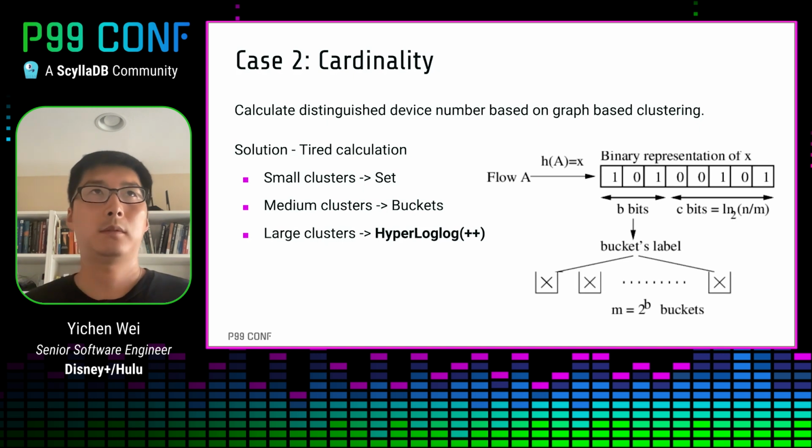So we have this multi-tier calculation data structure. For some small clusters, we are using a set as it is very simple to do. And for some medium clusters, we are using a bucket-based method to store and calculate the result. And the most interesting part is that for the large-sized clusters, we are using a sketching-based method to do the cardinality calculation, which is HyperLogLog.